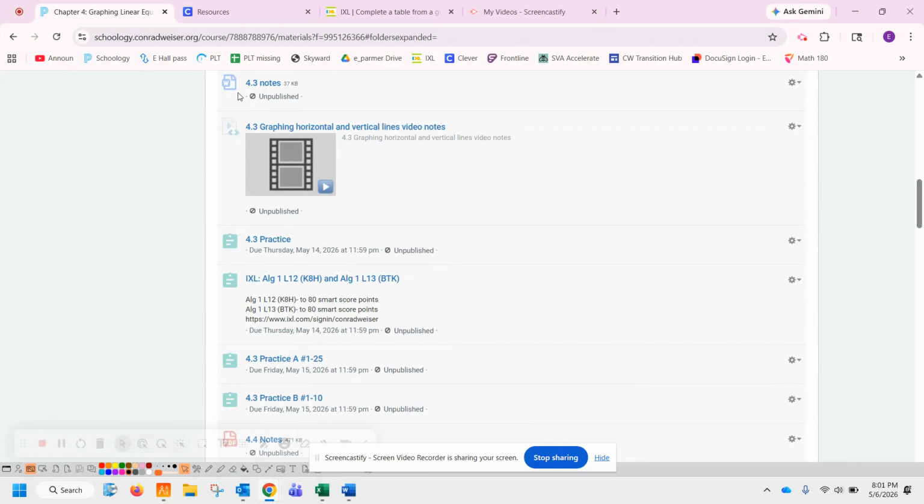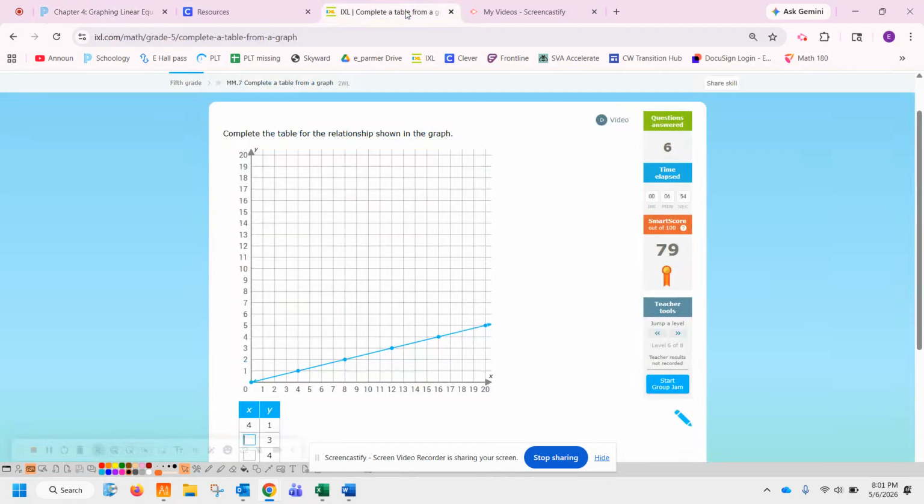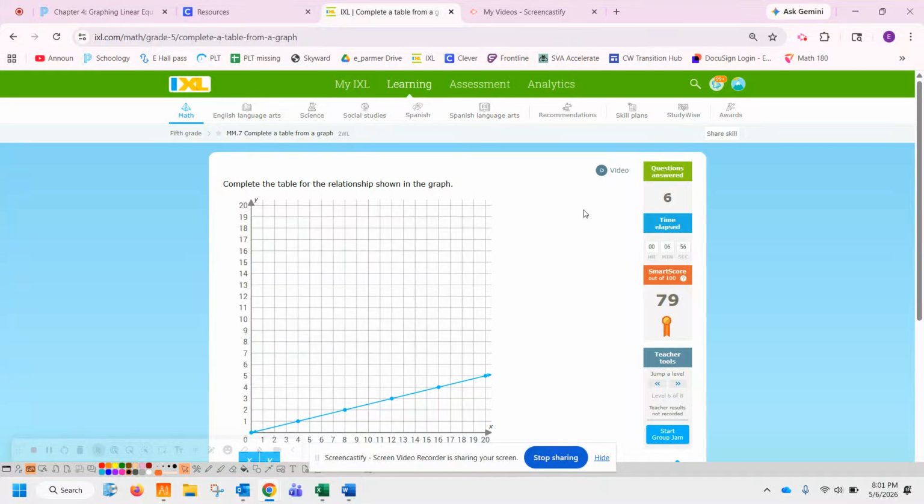Today, you probably had a lot going on. There was a notes page. Hopefully, you watched the video for 4.3 and the crazy dancing about how I interpret graphing horizontal and vertical lines, as well as some diagonals. There was a really short 4.3 practice, and you're going to end today with 2 IXLs that we'll probably go through so quickly, even though you do have to get to 80 SMART score points. So again, log into IXL.